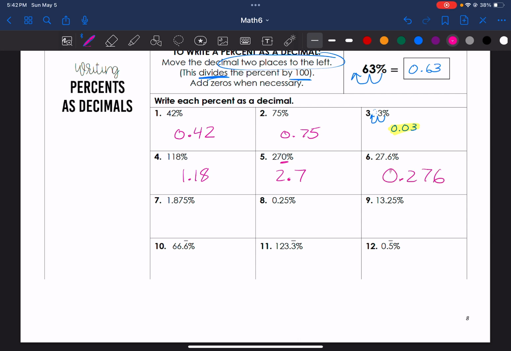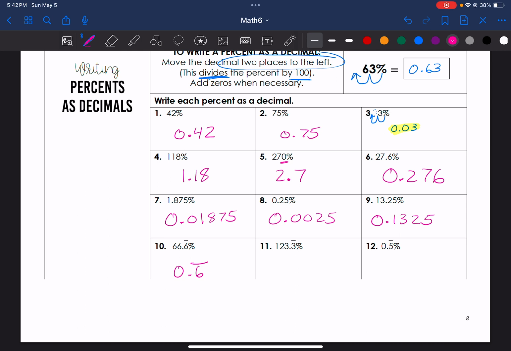0.276 for number 6. Number 7 is 0.01875. Number 8 is 0.0025. As you see, we're not rounding these. Keep them as accurate as possible. Number 9 is 0.1325. Number 10 is 0.6 repeated.